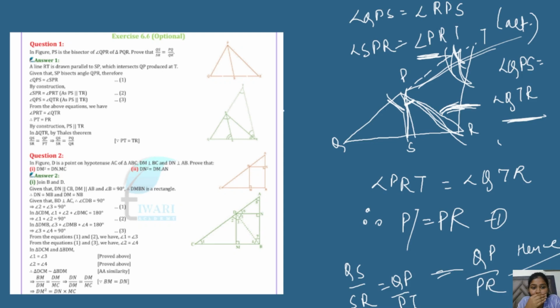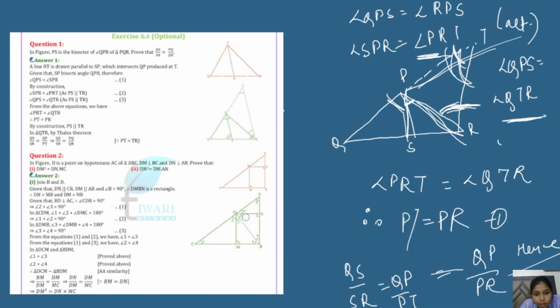In this particular figure, D is a point on the hypotenuse AC of triangle ABC. DM is perpendicular to BC and DN is perpendicular to AB. Prove that DM square is equal to DN into MC. So how are we going to prove that DM square is equal to DN into MC?